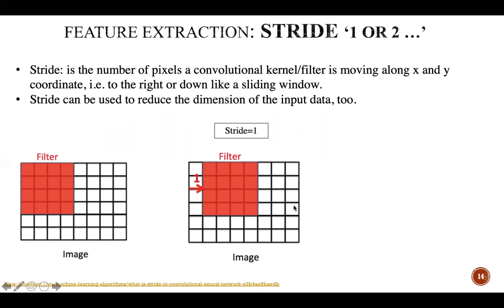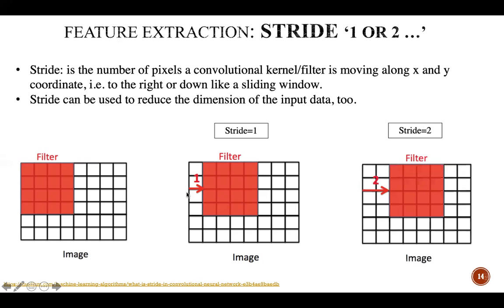Once you have finished this, you then move down by 1 row again. So it is 1 row down and 1 column to the right. If the stride is equal to 2, you just push the filter to the next stage by 2 columns, and so on.